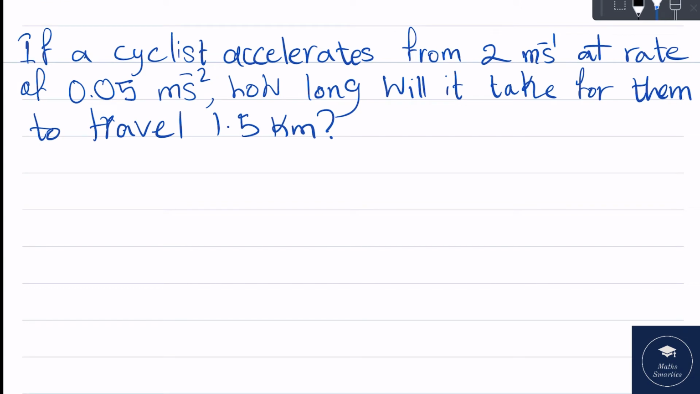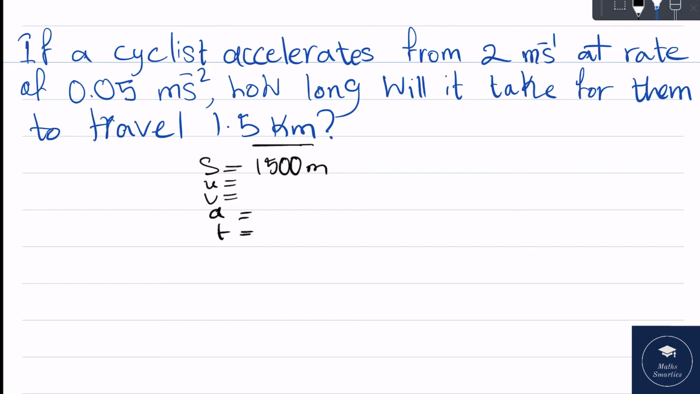In this question, a cyclist accelerates from 2 meters per second at a rate of 0.05 meters per second squared. How long will it take for them to travel 1.5 kilometers? First of all, I noticed that the kilometer is not an SI unit, so I need to convert it to meters, which is 1,500. I need to write SUVAT, always. Don't think it's a waste of time; it's a clear method of laying out all the values you have and seeing which value to find. It basically converts all the words into numbers, and that's what we like in math.